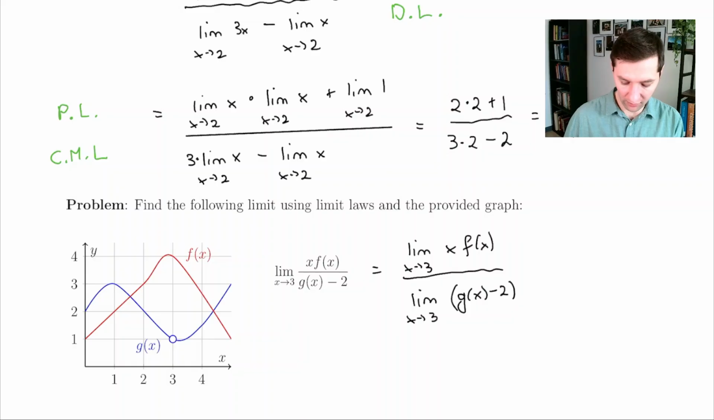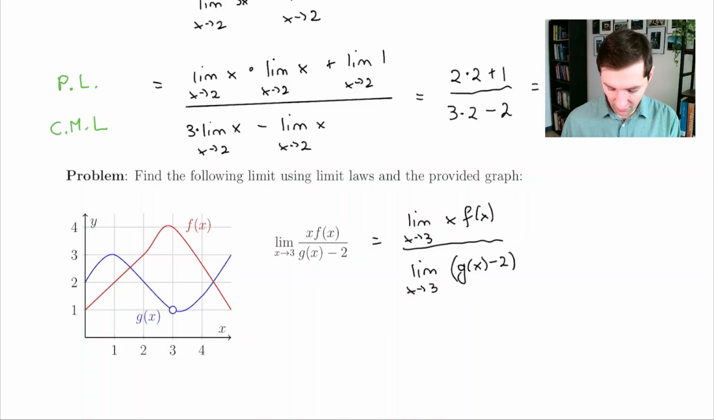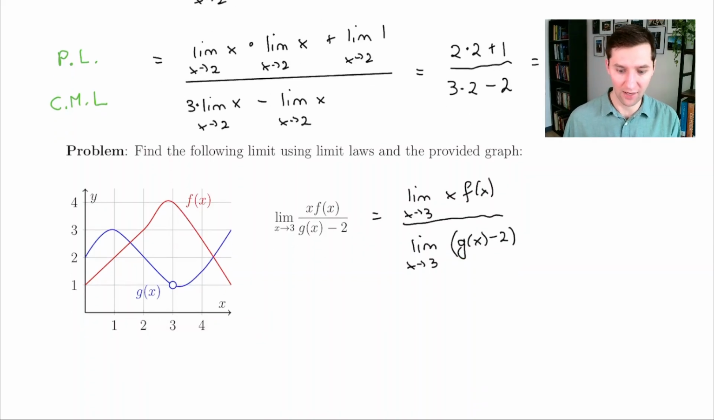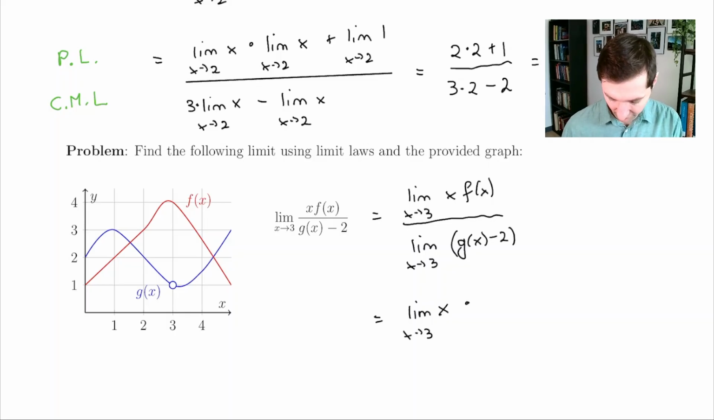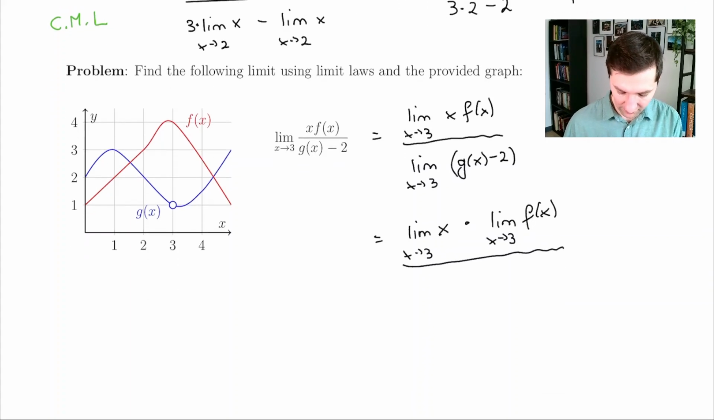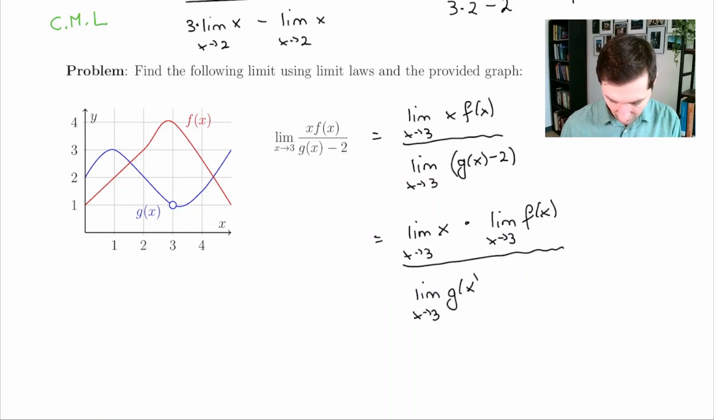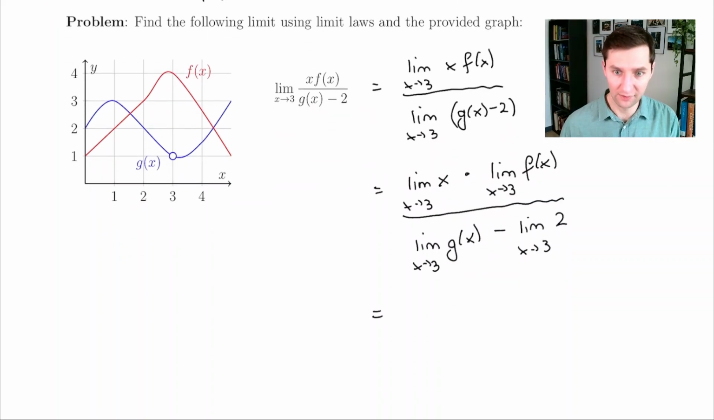Now, in the numerator, I have two functions multiplied. I will use the product law. In the denominator, I have the subtraction of two functions, so I will use the difference law. And I will get the limit as x goes to 3 of x times the limit of f of x as x goes to 3. In the denominator, I will use the limit as x goes to 3 of g of x minus the limit of 2 as x goes to 3. Now let's compute each limit separately.